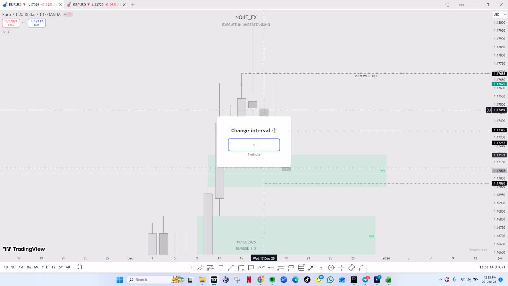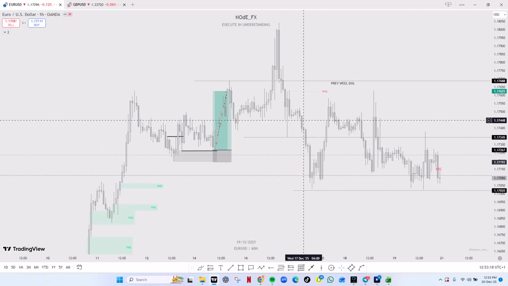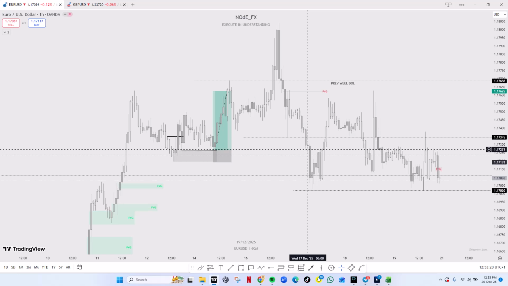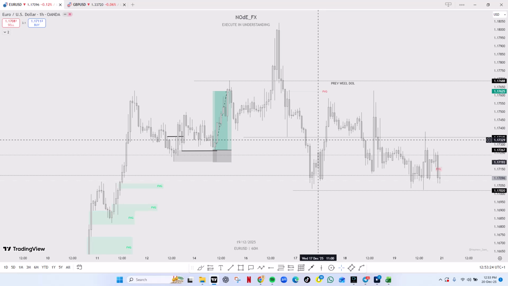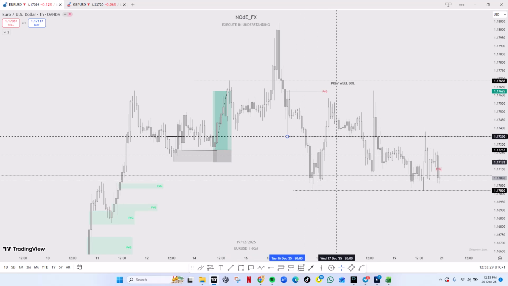On Wednesday, there wasn't any literal entry for anything because price went after the target first. You can see that price came after the target here, right? By 5 a.m. price has already reached the target, which is here. Price has already reached its target.